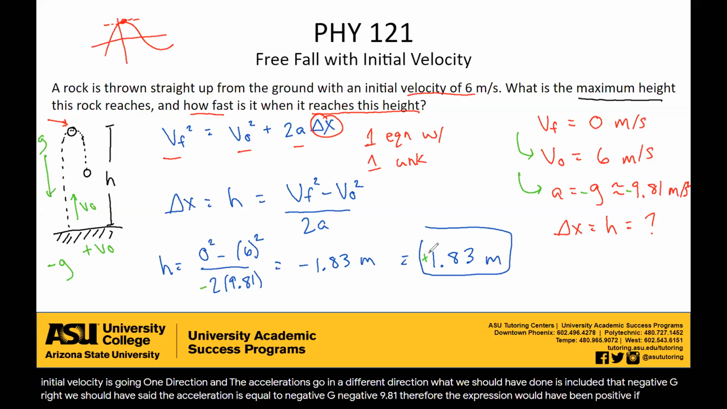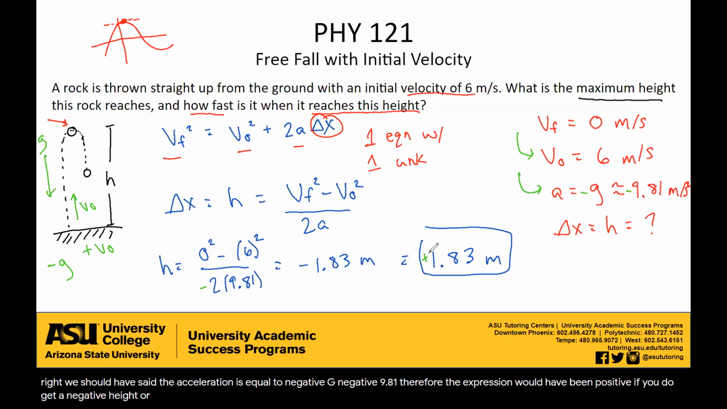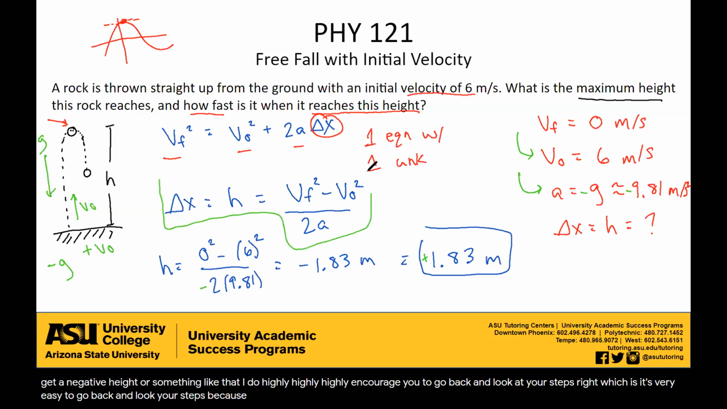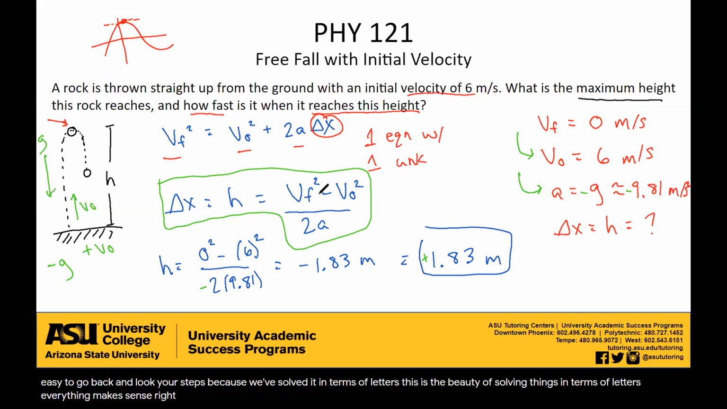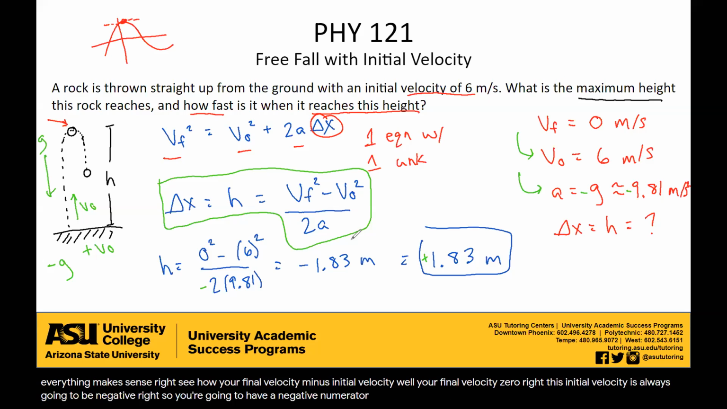If you do get a negative height or something like that, I highly, highly encourage you to go back and look at your steps, right? It's very easy to go back and look at your steps because we've solved it in terms of letters. This is the beauty of solving things in terms of letters. Everything makes sense, right? See how your final velocity minus an initial velocity? Well, your final velocity is 0, right? This initial velocity is always going to be negative, right? So you're going to have a negative in the numerator. In order to make the entire expression positive, that acceleration has to be negative.